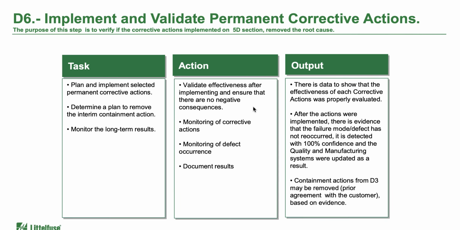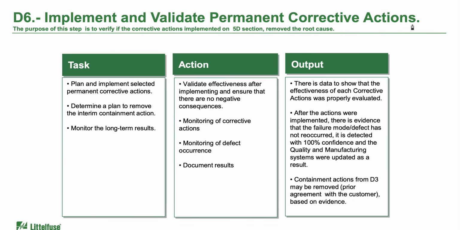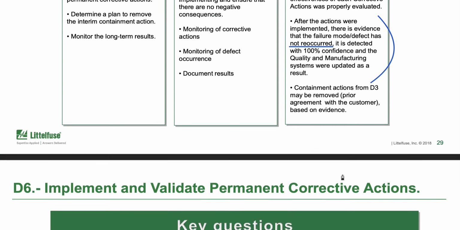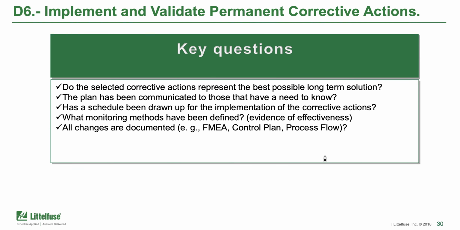Step 6. Implement corrective actions. You should have a system to follow up your actions after the implementation phase, as it is written here. After the actions were implemented, there is evidence that the failure mode or defect has not reoccurred. And key question: are all changes documented? FMEA, risk analysis, control plan, process flow, etc.